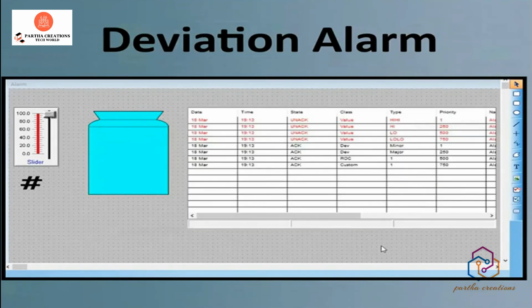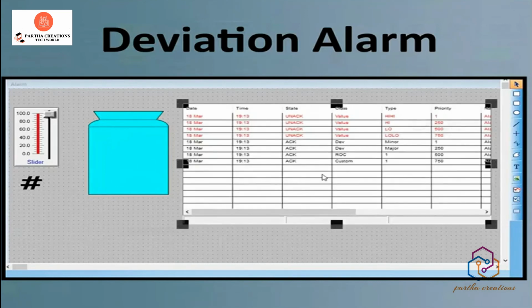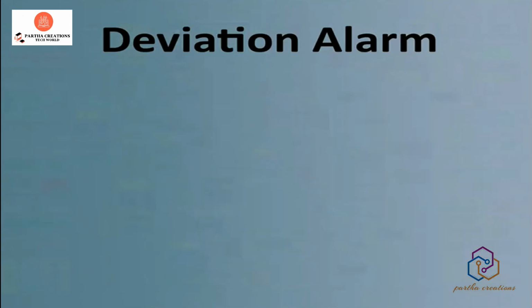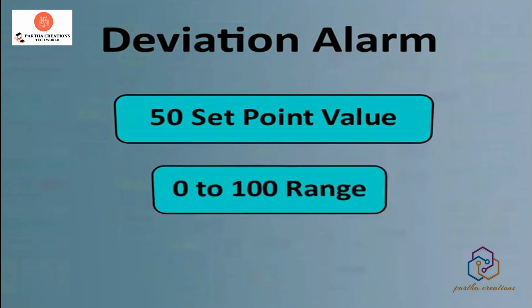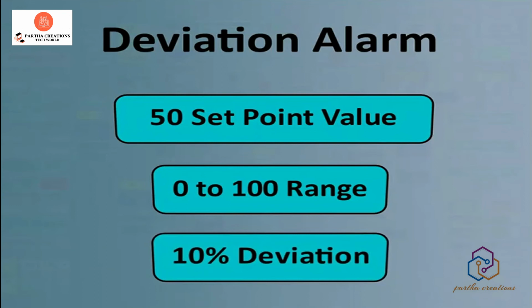If you set a value for the major deviation of 10, then whenever your value rises above or dips below the set value by 10%, an alarm would be generated and you would be able to see an alarm. So if 50 is the set point value and our range is from 0 to 100, and we set a deviation of 10%, then whenever the value reaches 40 or 60, which is 10 below and 10 above, we would get to see an alarm.